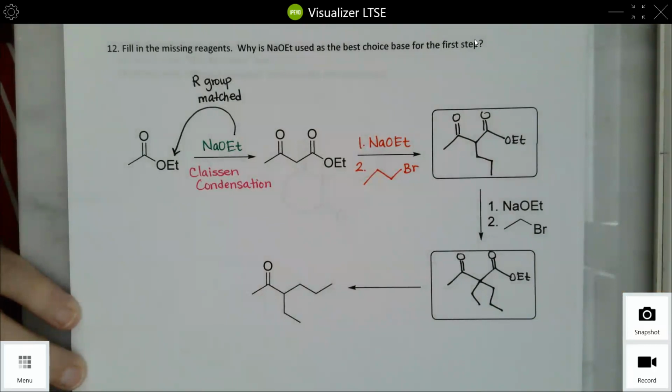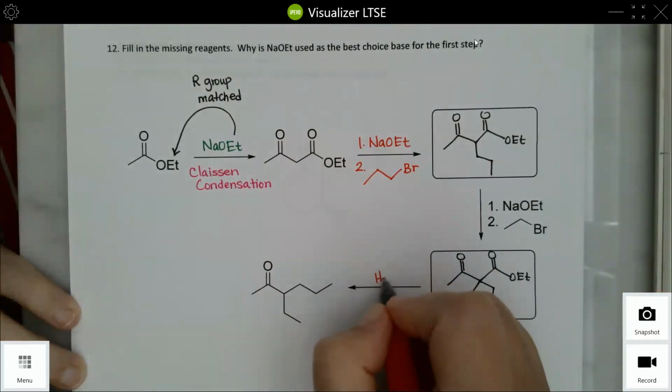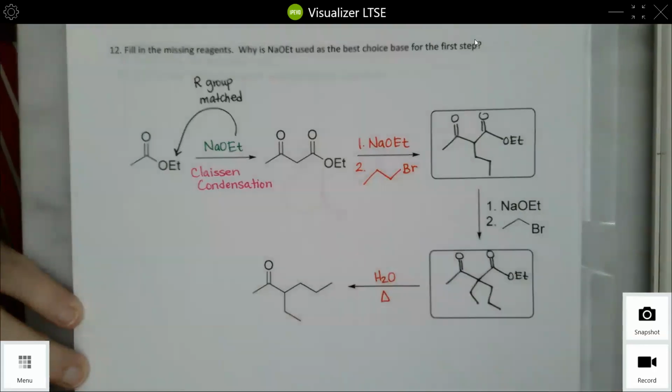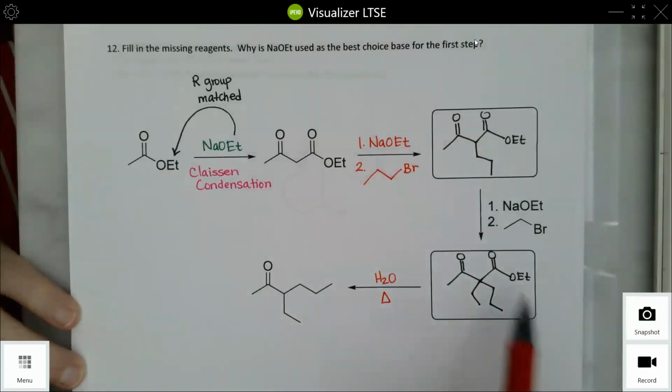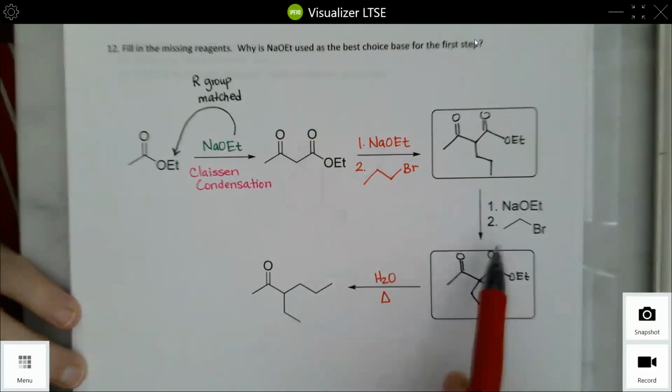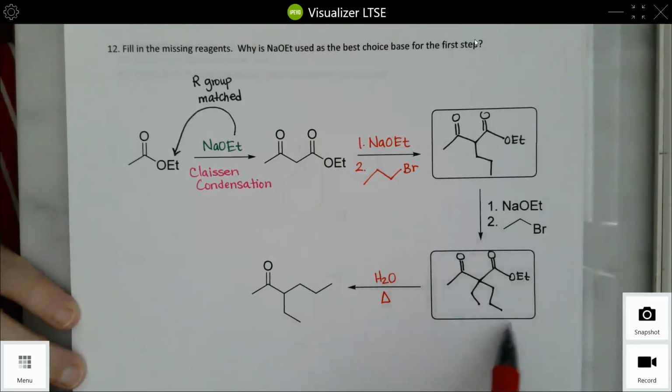And then we can decarboxylate with water and heat. That will convert the ester to a carboxylic acid, and the heat does a decarboxylation. So we lose this carbon as CO2, and then we just end up with the methyl ketone with the alkyl groups that we sequentially added in.